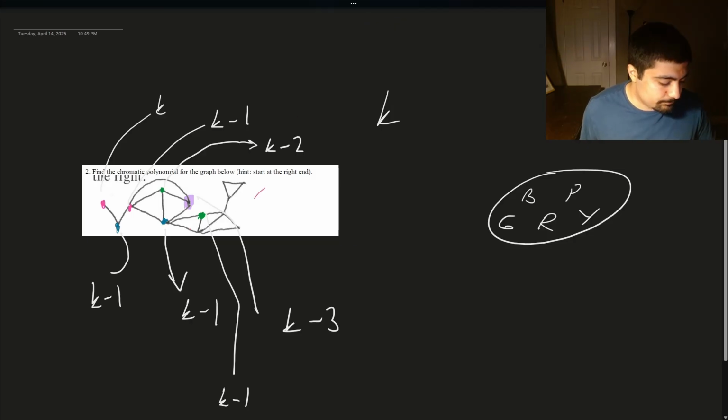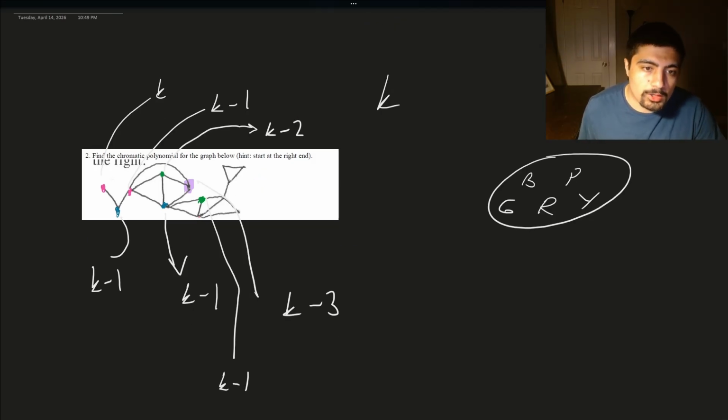Now, the one down below is connected to both blue and green, so it should be not blue and not green. So I just decided to use pink here. Now my options are limited a little bit. We are going to have k minus 2 colors.